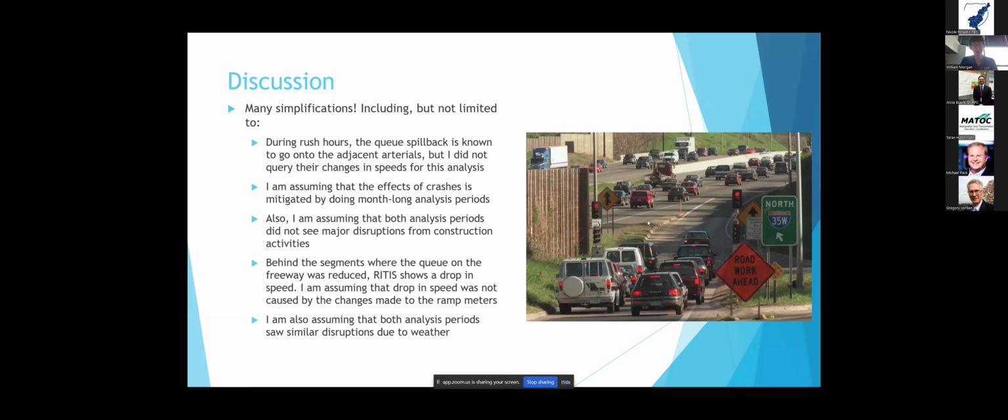Then also behind the segments where the queue on the freeway was reduced, RITIS shows a drop in speed. I'm assuming that that drop in speed was not caused by changes made to the ramp meters, and so I excluded that from the analysis, which makes the numbers look better. And finally, I am also assuming that both analysis periods saw similar disruptions due to weather, because in Atlanta, any sort of precipitation does have a pretty large impact on traffic.